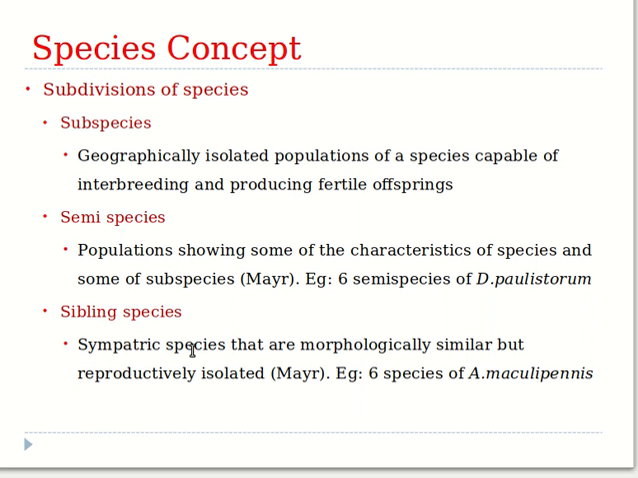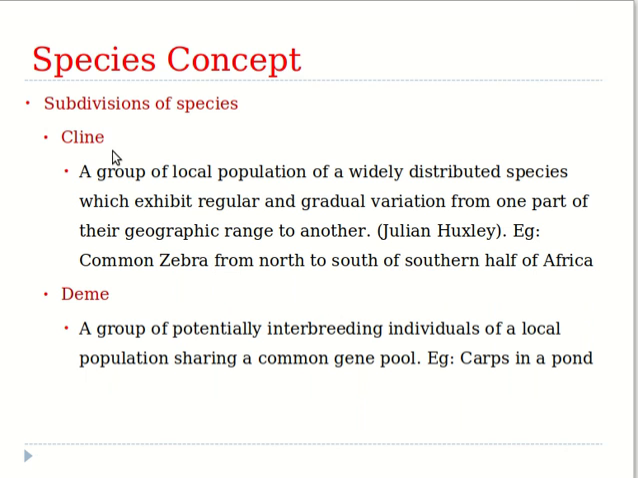Now, the next subdivision is Cline and Deme. When we speak about Cline, it is a group of local populations of a widely distributed species which exhibit regular and gradual variation from one part of their geographic range to another. This concept was put forward by Julian Huxley, and a very good example is the common zebra. Clines exhibit continuous variation in their morphological features.